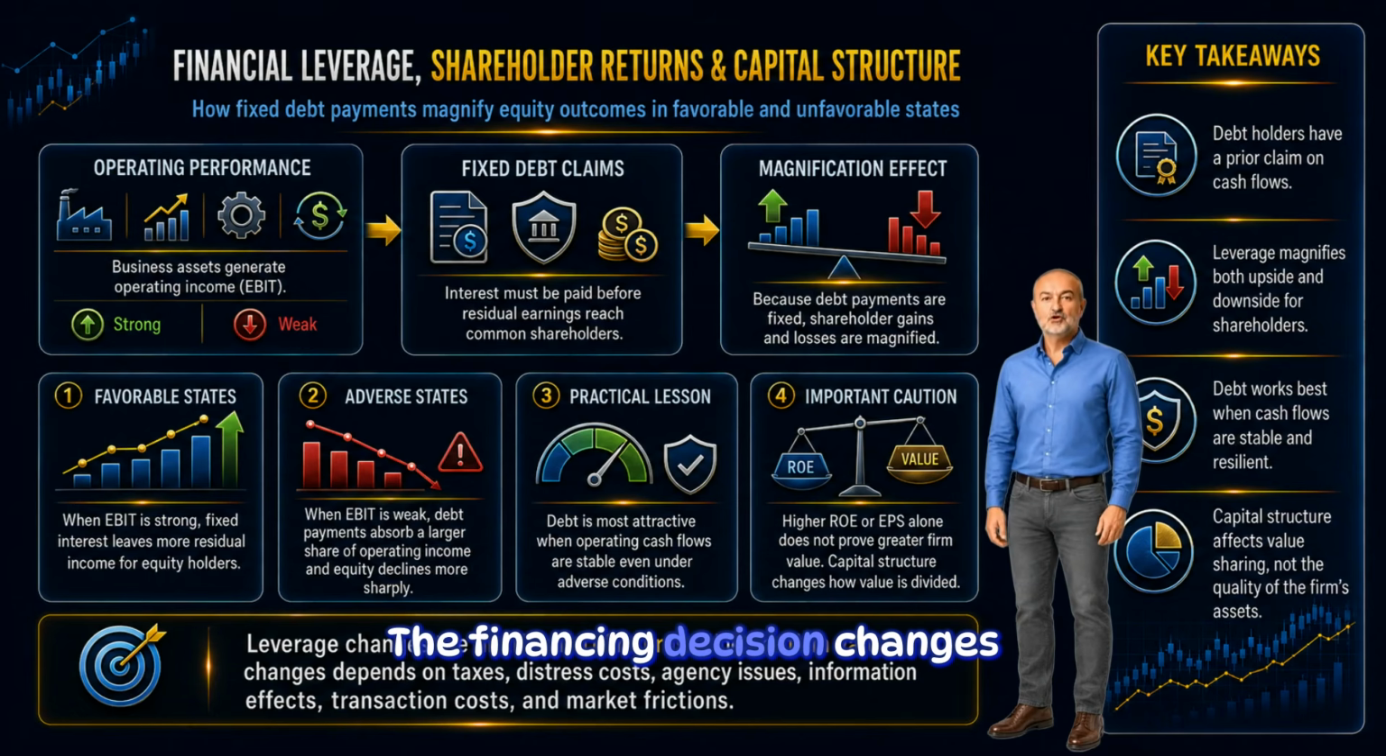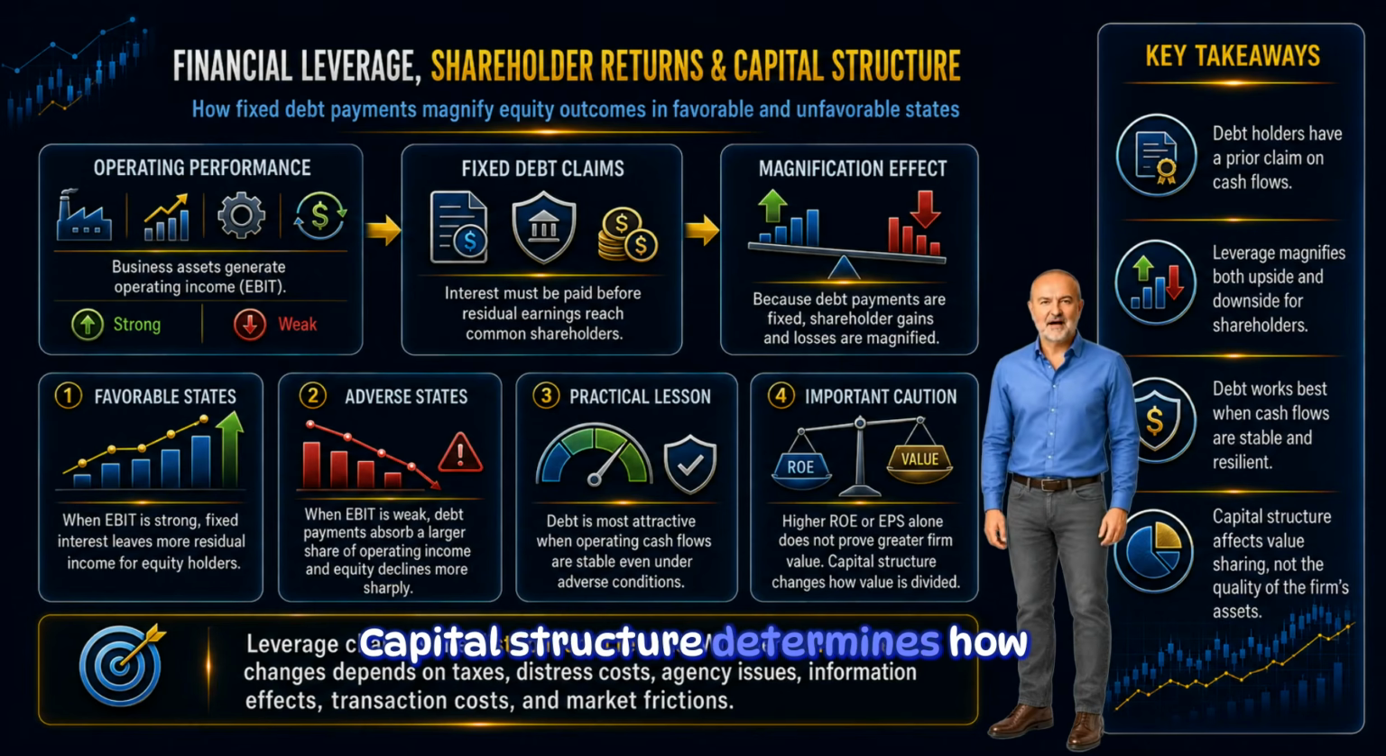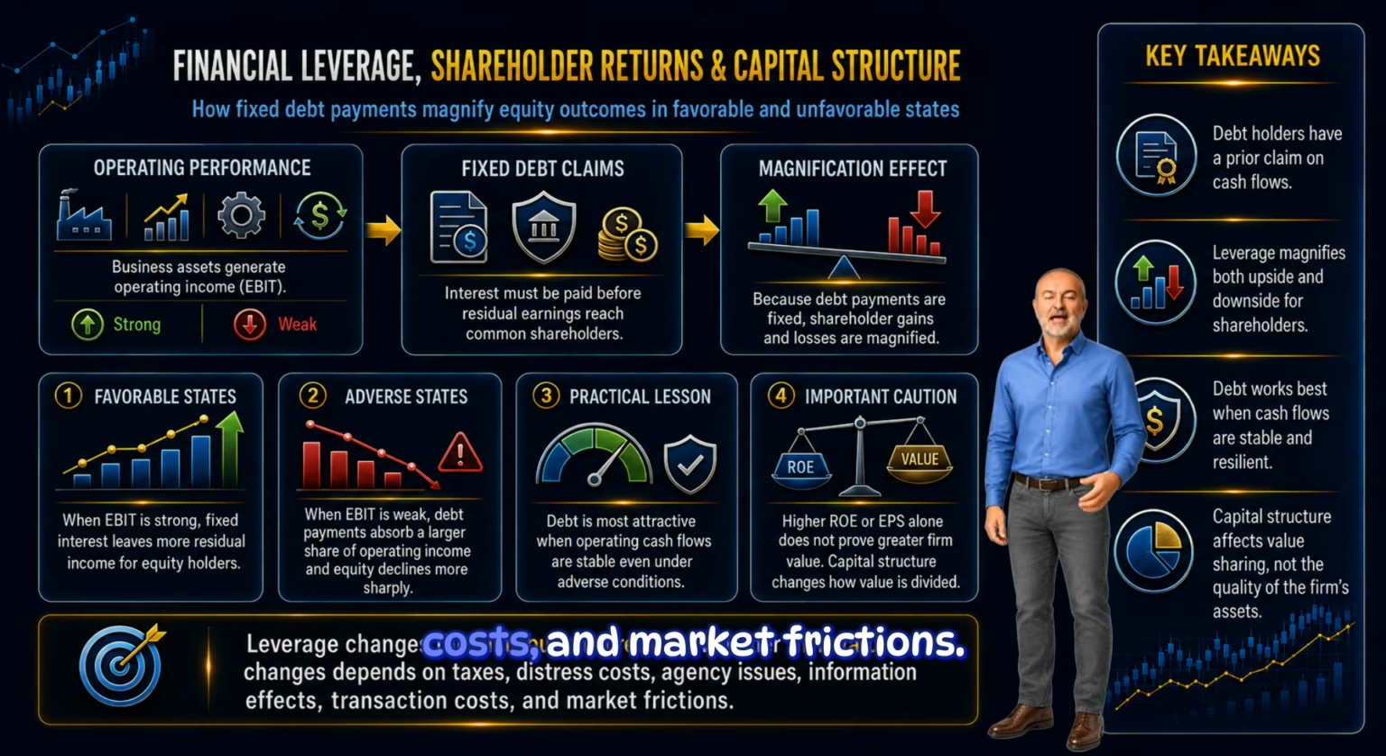The financing decision changes the distribution of returns. It does not automatically improve the firm's assets, customers, products, technology, or competitive position. A firm's total value is divided between debt holders and equity holders. Capital structure determines how that value is split. Whether total firm value changes depends on broader issues such as taxes, financial distress costs, agency problems, information effects, transaction costs, and market frictions. The mechanical effects of leverage are the foundation, but value creation requires a deeper analysis than simply observing that shareholder returns may be higher in favorable states.